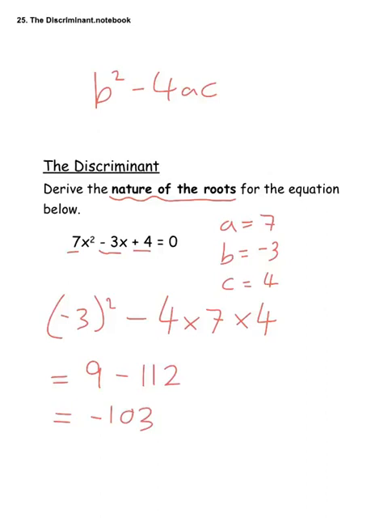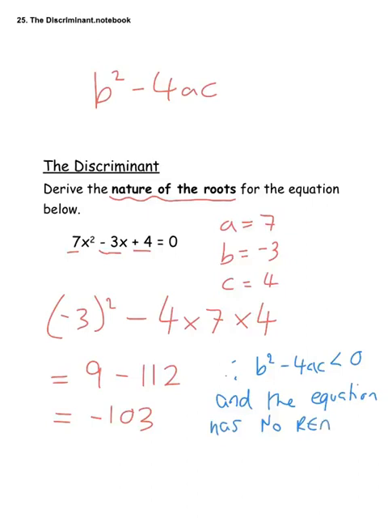Here's our little sentence in conclusion. I'll do this in a slightly different color. We're going to do, therefore, b squared minus 4ac is less than 0, because it's a negative number, and the equation has no real roots.